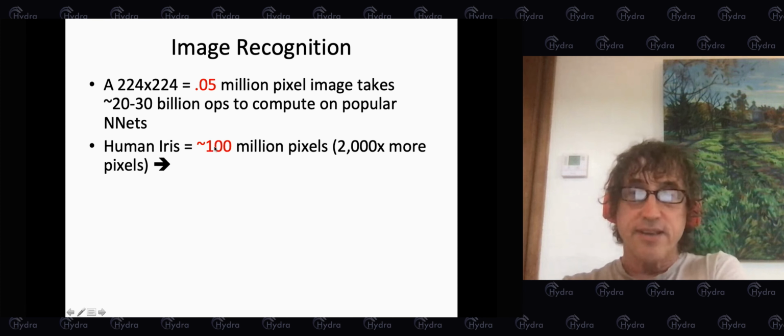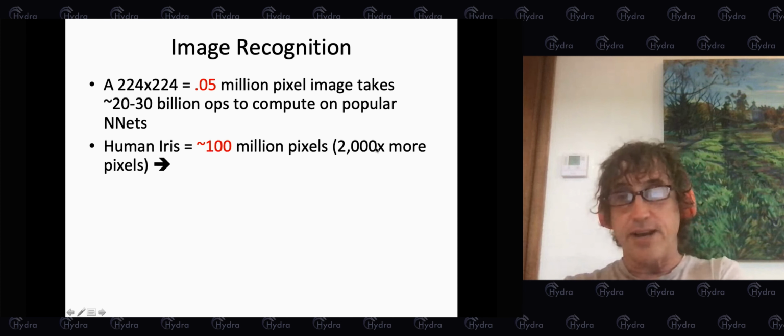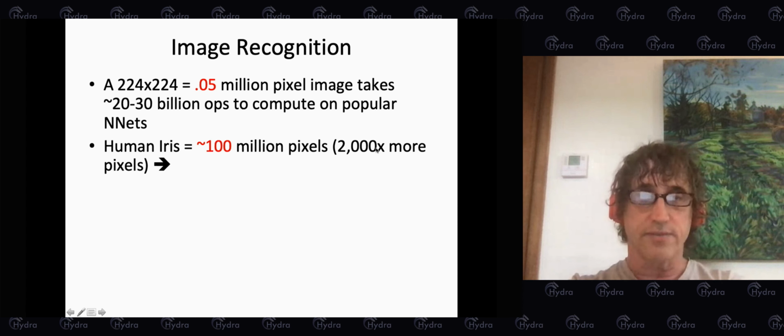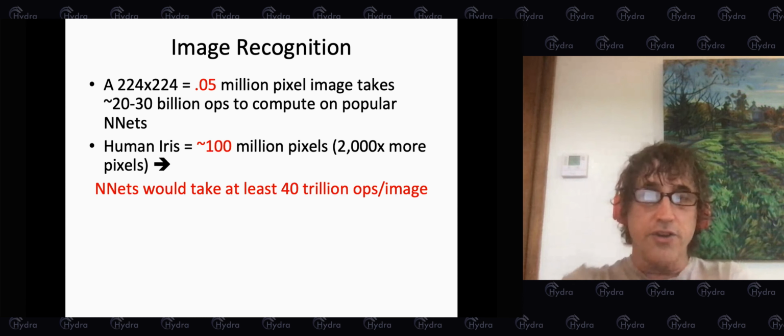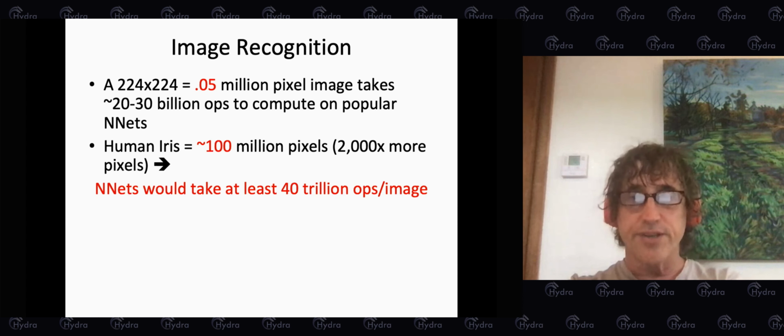The human iris, an image in your iris, is about 2000x more pixels. So a neural network would take about 40 trillion operations to do an image. If I wanted to process an image the way your brain does, it would take me about 40 trillion operations.